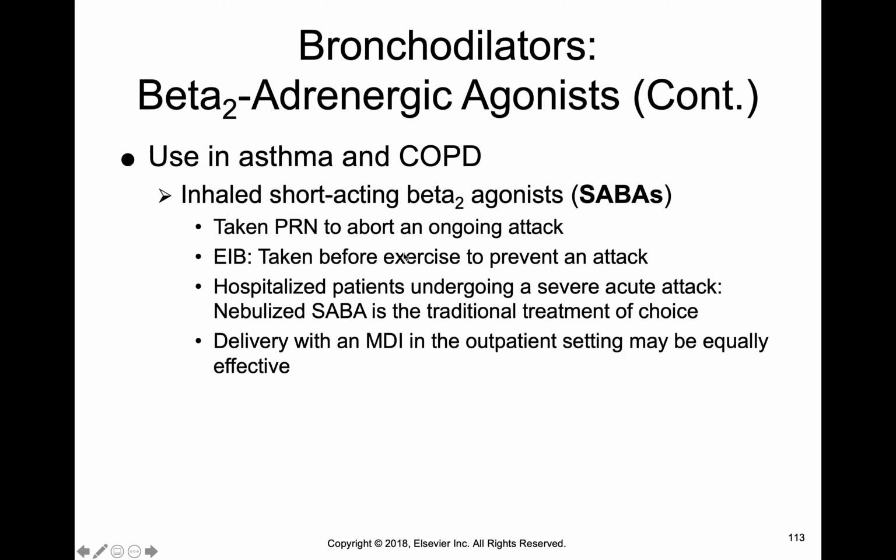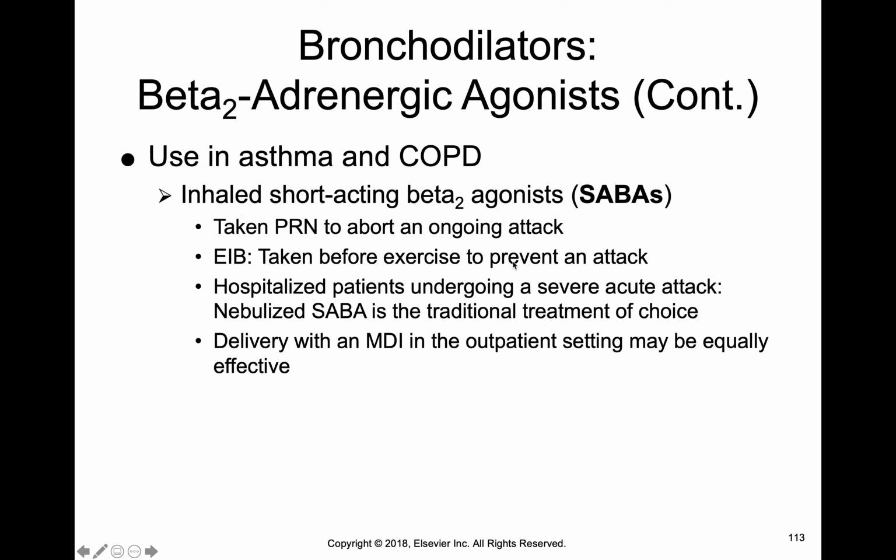So obviously with the constriction of the airway spaces in asthma and COPD, bronchodilators help to open those up, right? So there's short-acting ones, which we refer to as SABAs, or short-acting beta agonists. This is albuterol, right? So you take those usually as needed to abort an ongoing attack. If you have exercise-induced bronchoconstriction, you can take it before exercise, typically 5 to 15 minutes prior to exercise.